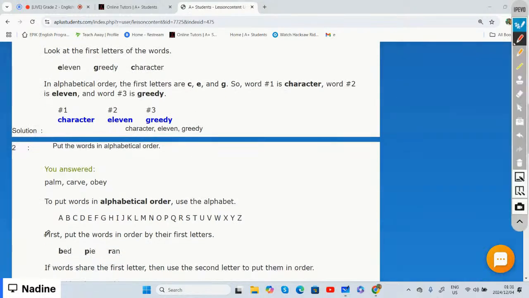Let's look at the next one. We need to put these three words in alphabetical order. We have P for palm, we have C for carve, and we have O for obey. If we look at the alphabet, which word comes first? Is it P for palm, C for carve, or O for obey?